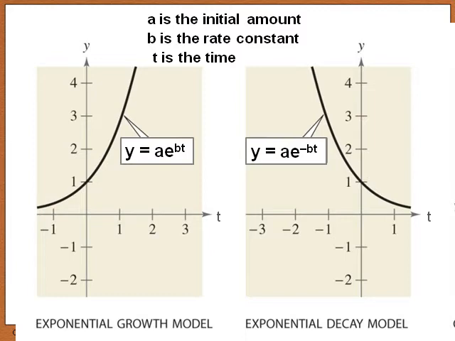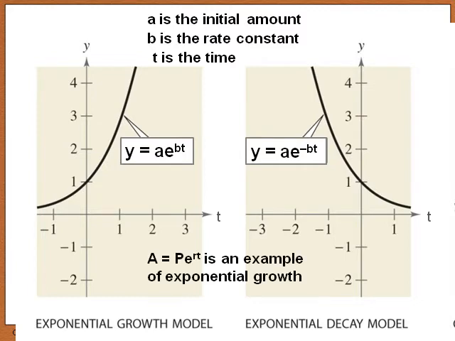So this is just a general introduction to exponential growth and decay. These are models, and what that means is that they represent real-life phenomena and real-life data. An example you've already seen is A equals P e to the rt. Remember when we were doing compound interest? Well, that was the formula for compound interest when the compounding happens continuously.